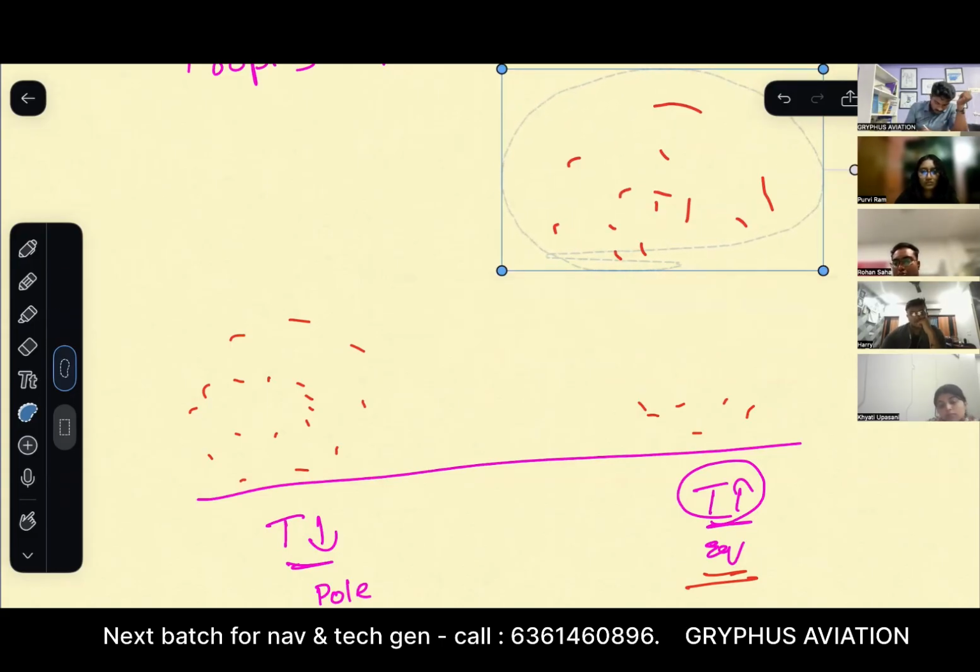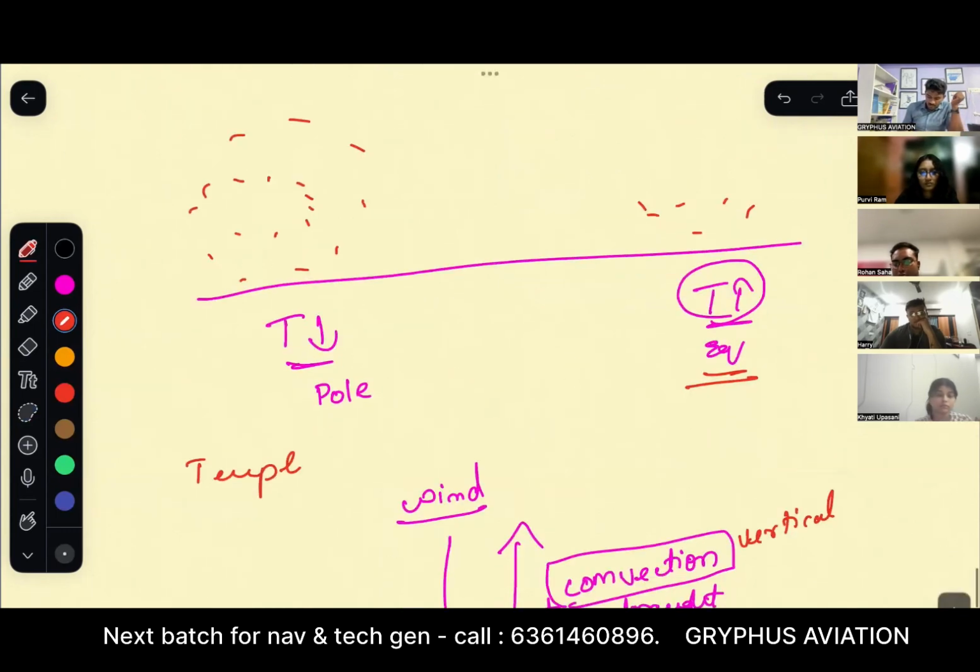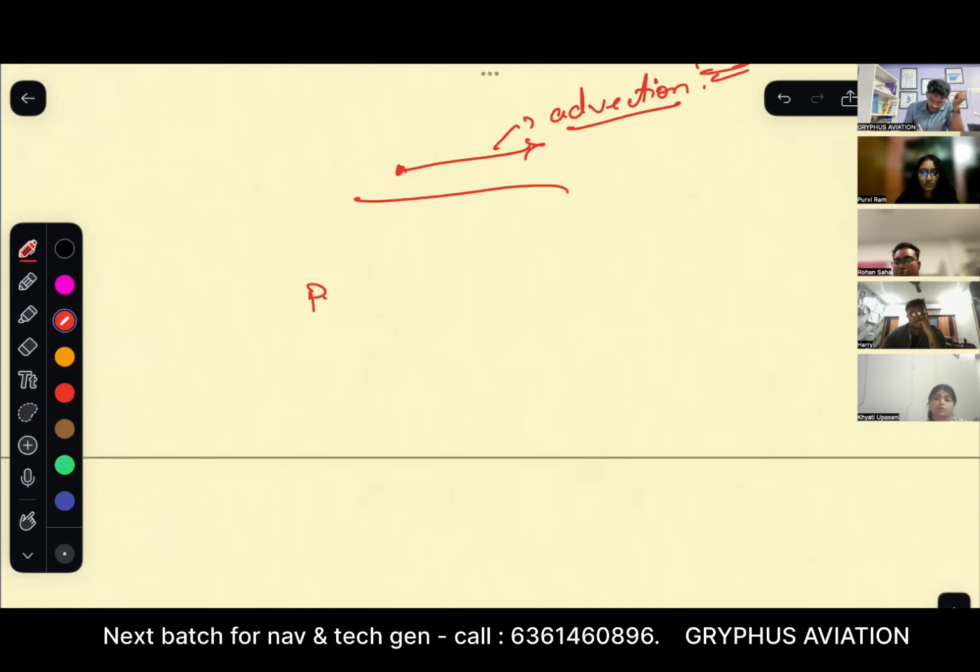Now, what do you mean by pressure? In simple way, before we get into the language of pressure, basically, it is force by area. But what do you understand by this force by area?